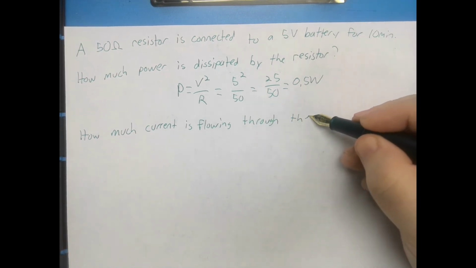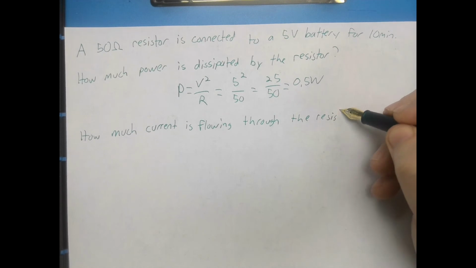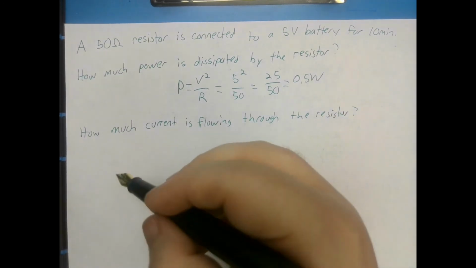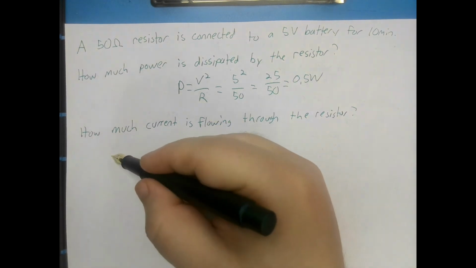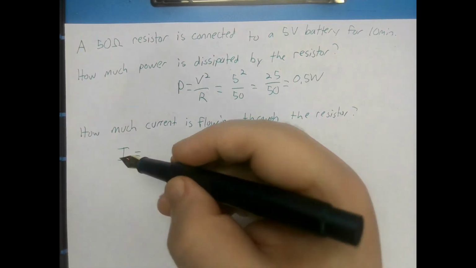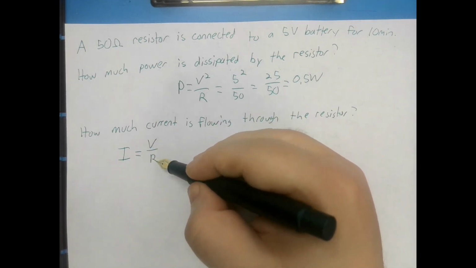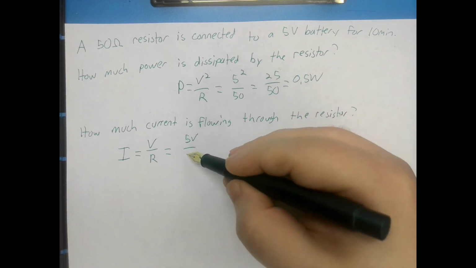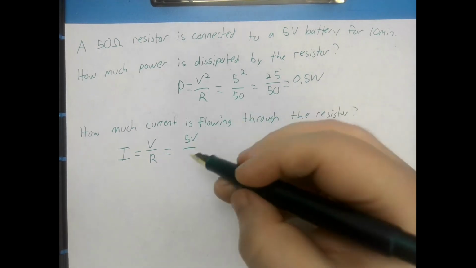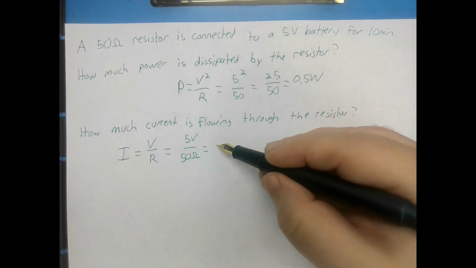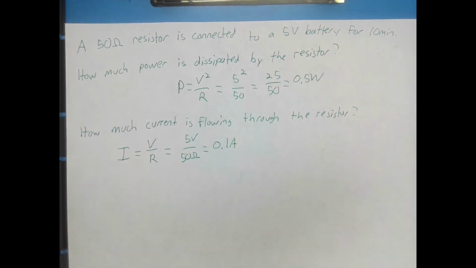How much current is flowing through the resistor? So current is equal to voltage over resistance. Our voltage is 5 volts. Our resistance is 50 ohms. And that's equal to 0.1 amps.